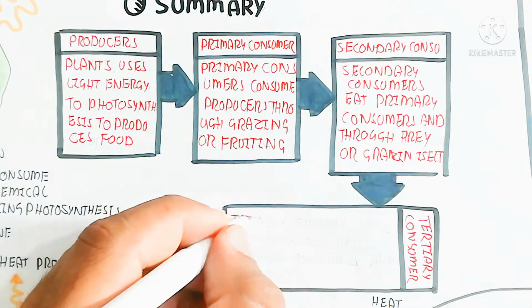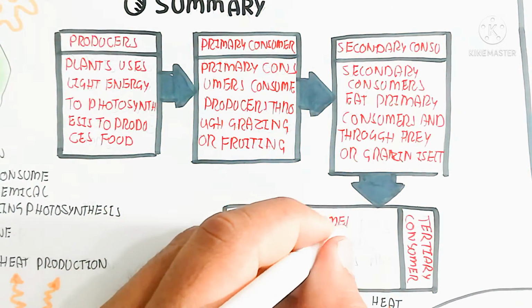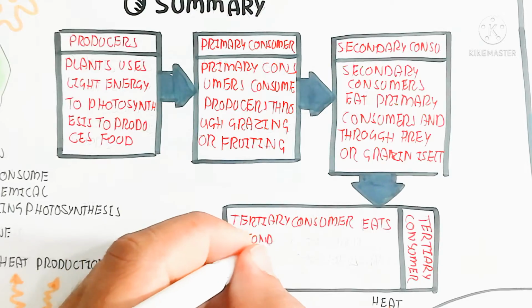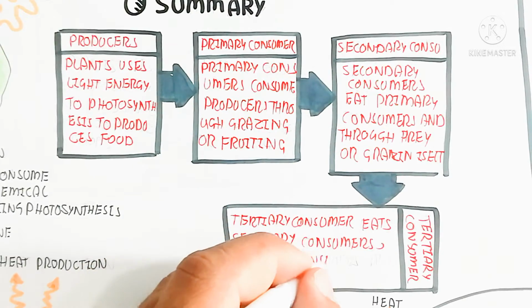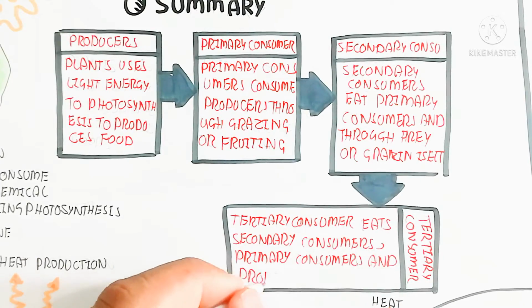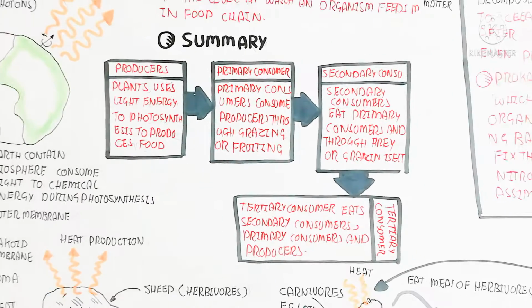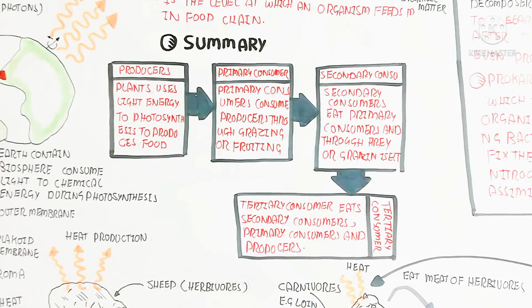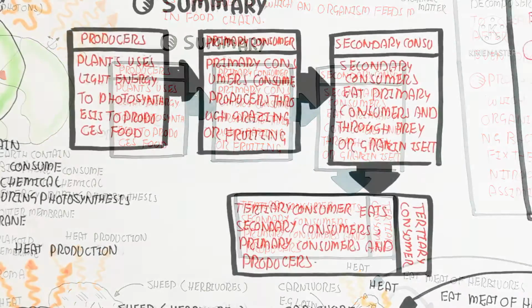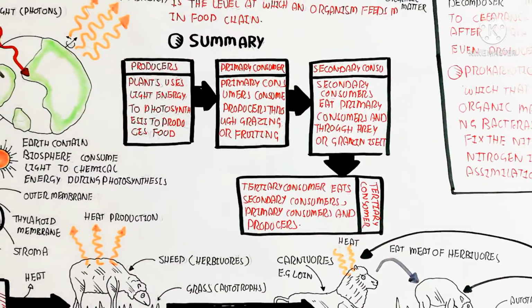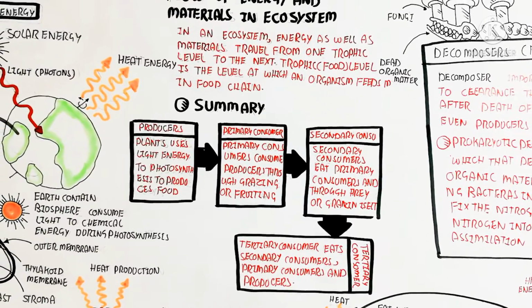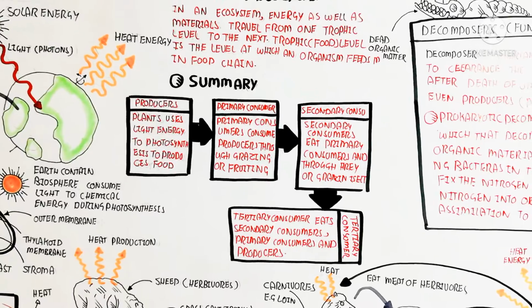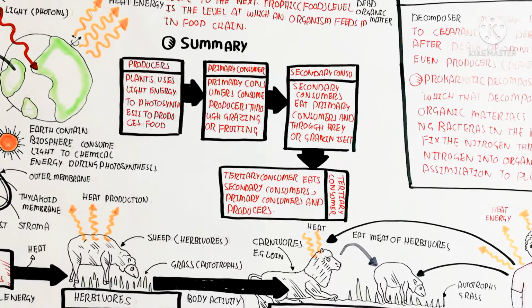So here is the tertiary consumer. This tertiary consumer eats secondary consumers and primary consumers and producers also. So it means the omnivore is the tertiary consumer. Remember that, because it depends on multiple trophic levels. So I hope this makes sense, and in the next video we will also discuss the interaction in the ecosystem, but that is a lengthy topic.